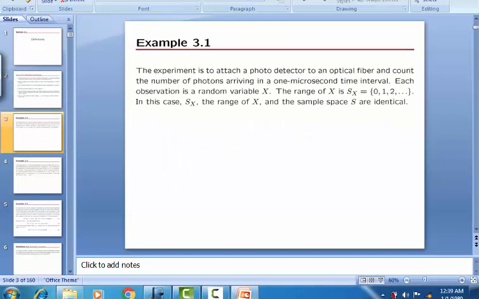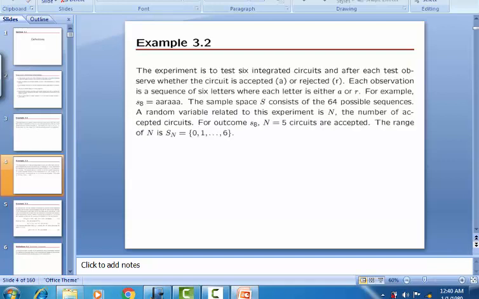So the experiment is to attach a photo detector to an optical fiber and count the number of photons arriving in a 1 microsecond time interval. Each observation is a random variable X. So the range starts from 0, 1, 2 and so on. Okay. In this case, SX, the range of X, and the sample space S are identical.